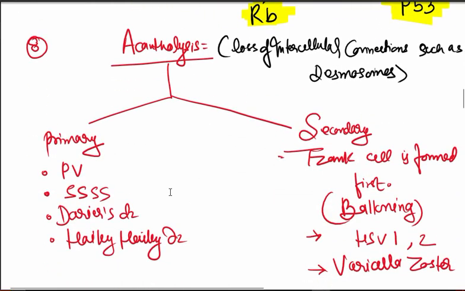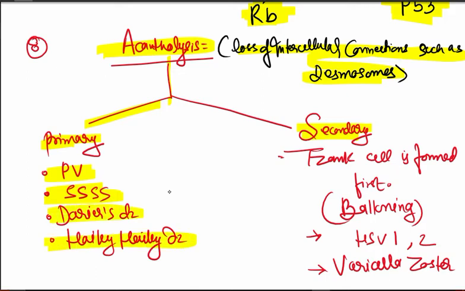Okay, next one is acantholysis. This is the loss of intercellular connections such as desmosomes. It can be primary or secondary. Primary includes pemphigus vulgaris, staphylococcal scalded skin syndrome, and Hailey-Hailey disease.